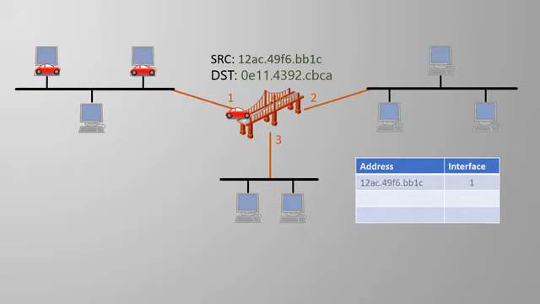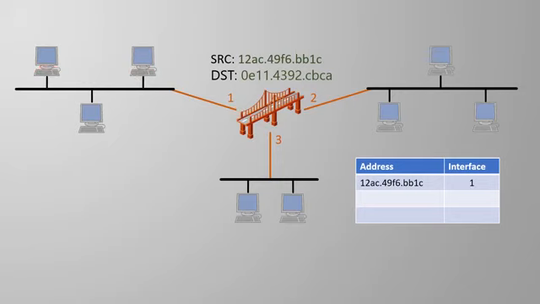So the first thing it will do is add the source MAC address to the table, as now it knows where to find the device that owns that address. The destination is still unknown. So, without this information, the bridge has no choice but to flood the frame out all interfaces. That is, except the one that the frame was received on.